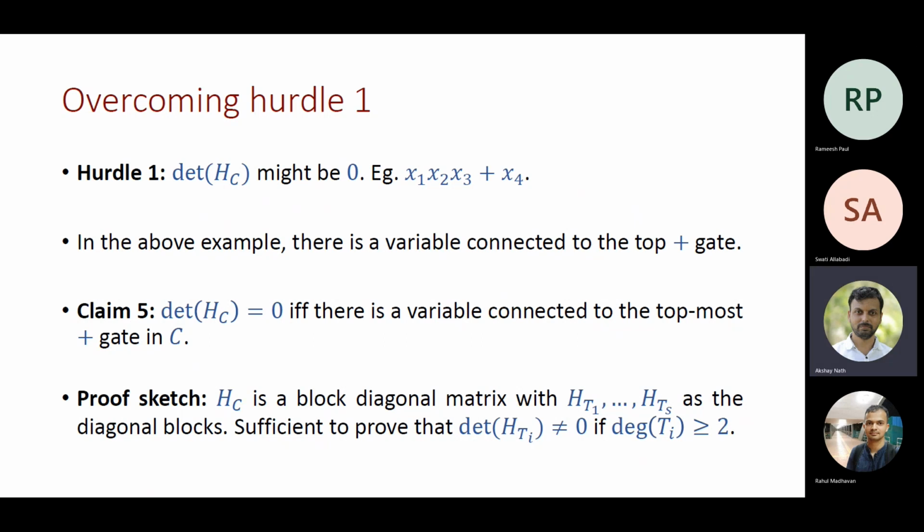And because of this reason, it is sufficient to prove that the Hessian determinant of Ti is non-zero and the degree of Ti is greater than or equal to 2. The degree of Ti is greater than or equal to 2 because there is no variable directly connected to the topmost plus gate.